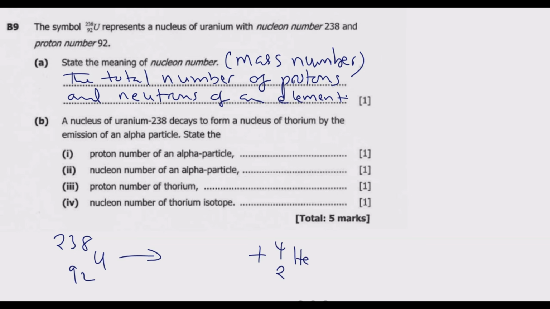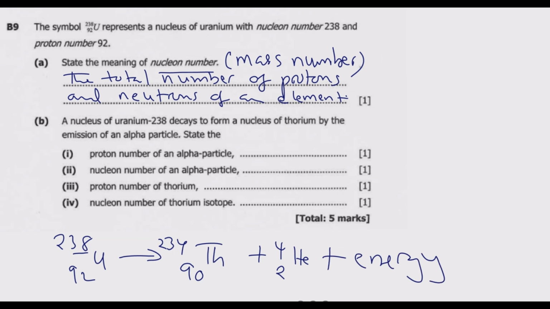So thorium, which we shall call this, will have now lost 4 particles from the nucleus, so it is going to have 238 minus 4, which is 234. So from this 238 we take out 4, we remain with 234. Then from 92 we take out 2 protons, we remain with 90. So basically plus energy. So this will be the decay equation.